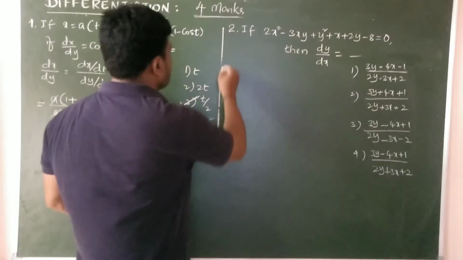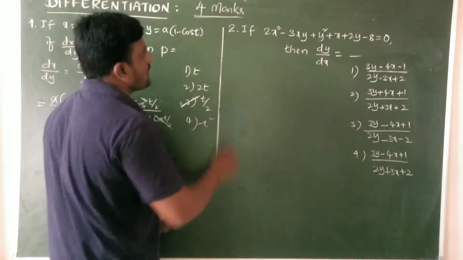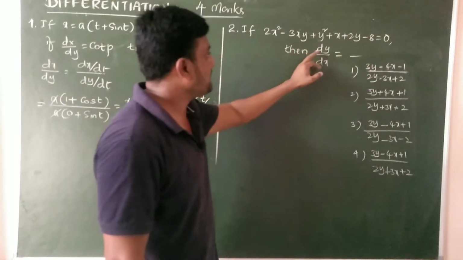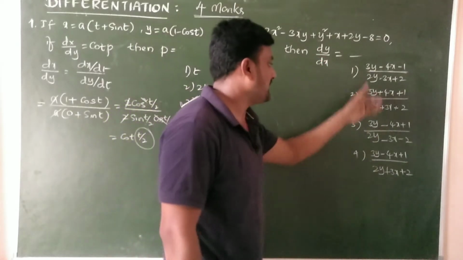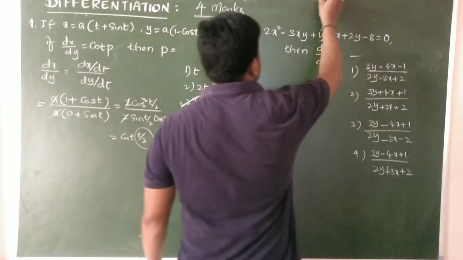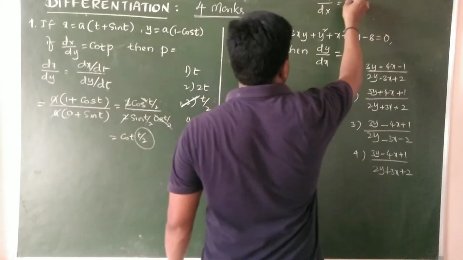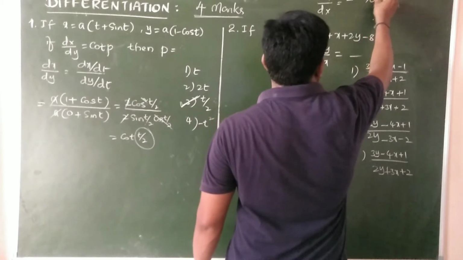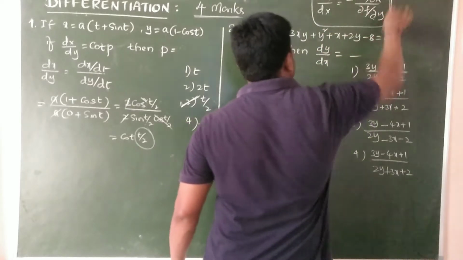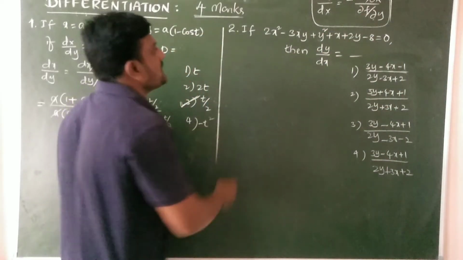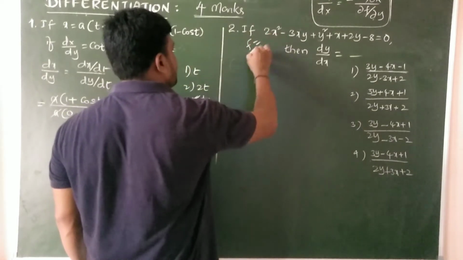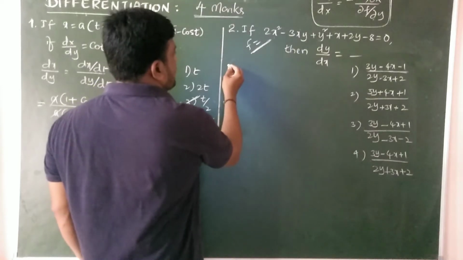Okay, let us go with the second one. If 2x square minus 3xy plus y square plus x plus 2y minus 8 equals 0, then find dy by dx. Actually this can be done like this. Observe, dy by dx equals minus dou f by dou x by dou f by dou y. Okay, remember this formula. Now the given function is f.